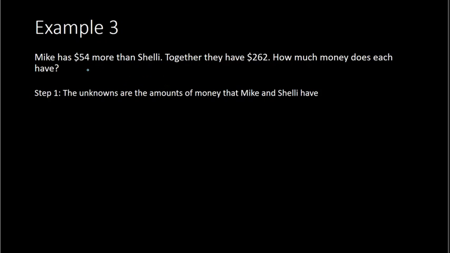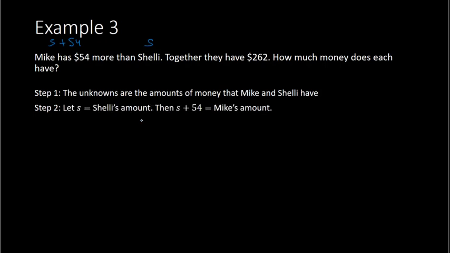So we know that Mike's amount is based off of Shelley's amount. So we can let Shelley's amount be our variable, and we'll let that be represented by S for Shelley. So if S is Shelley's amount, then Mike's amount is 54 more than that, which would be S plus 54. So I have S and S plus 54.